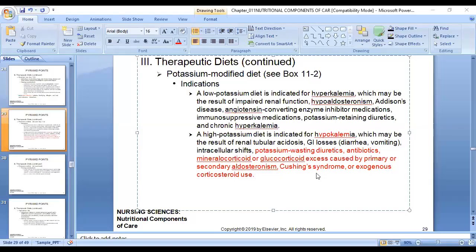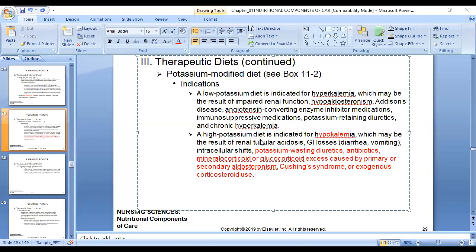Yeah. So we said the potassium wasting diuretics. Some of the medication can cause loss of potassium. And when potassium is expelled out from the body, it is called hypokalemia. So you need a high potassium rich diet.